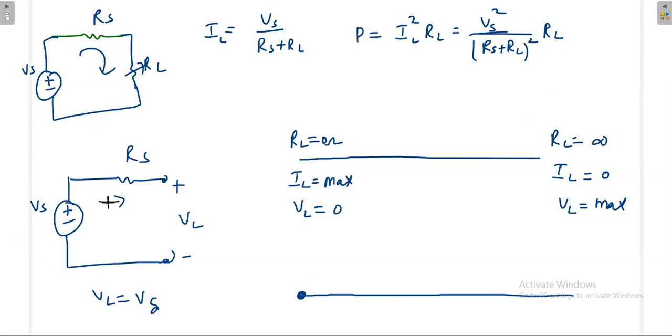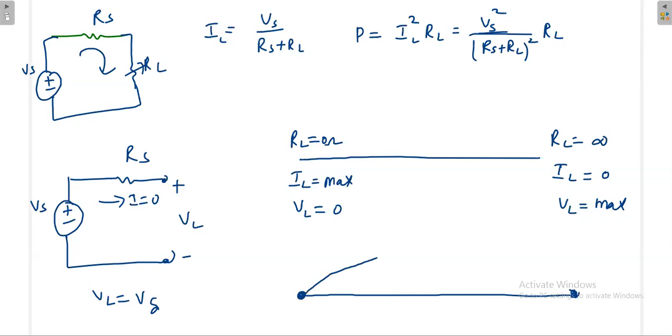Because now the current here is I equal to 0. Now you apply the KVL, then VL is equal to VS. That is the maximum voltage that you can get, the maximum source voltage. Now what is the power? Now also the power is 0. The product is 0.